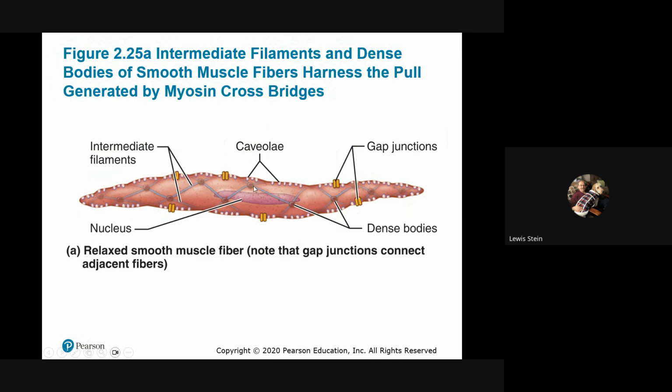What they have connecting, these are intermediate filaments that are arranged in, the way I would describe it, and the book does too, a lattice work. So it's like you have on your house, or maybe older homes have a lot of lattice work. Those boards that kind of overlap each other. And they're connected where they crisscross with these things called dense bodies. They are the analogous structure to the Z discs that you will see.